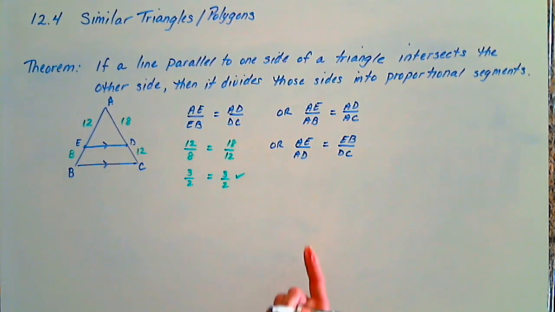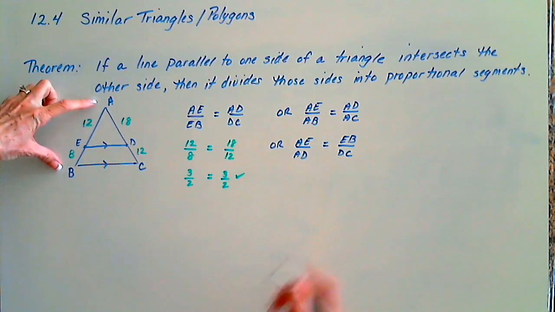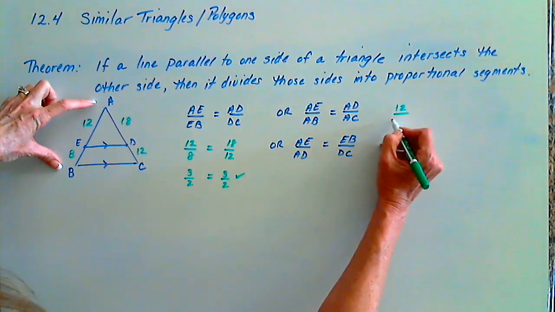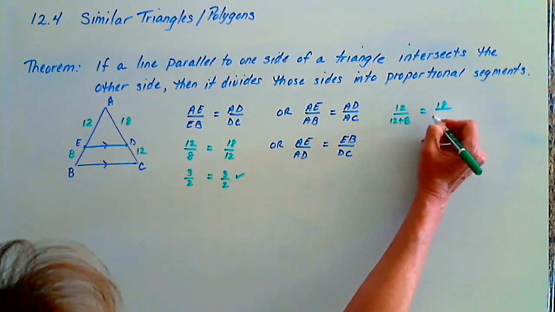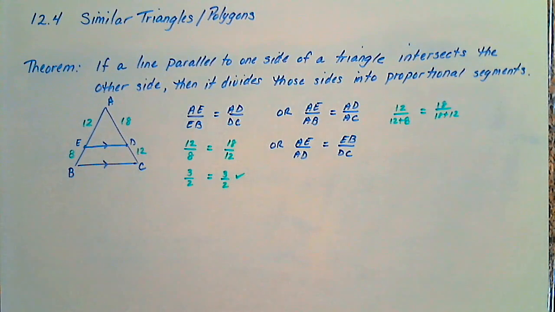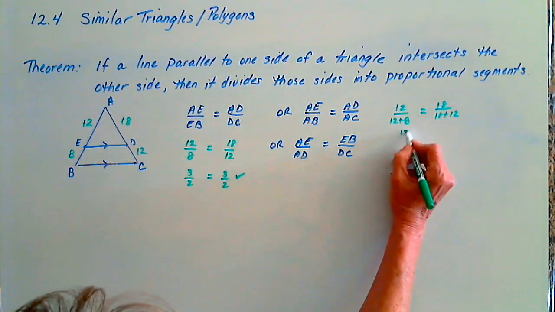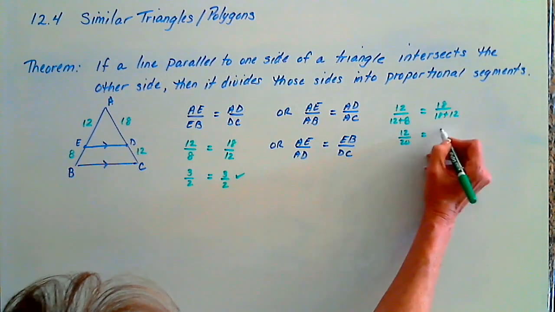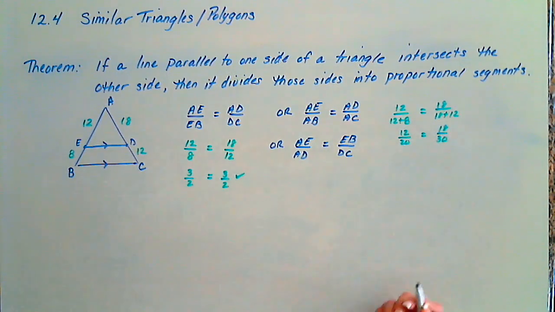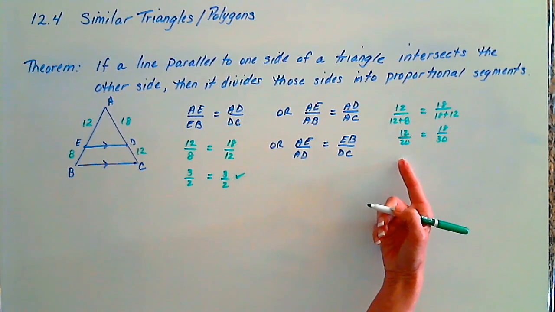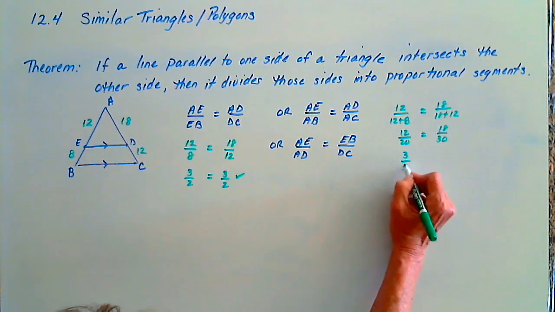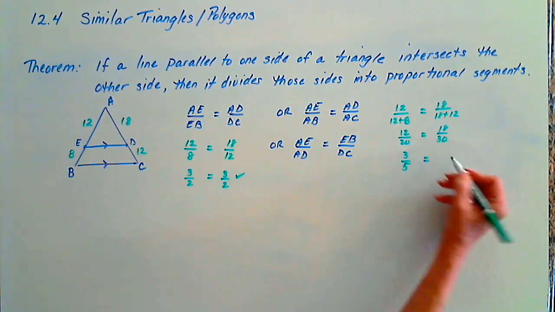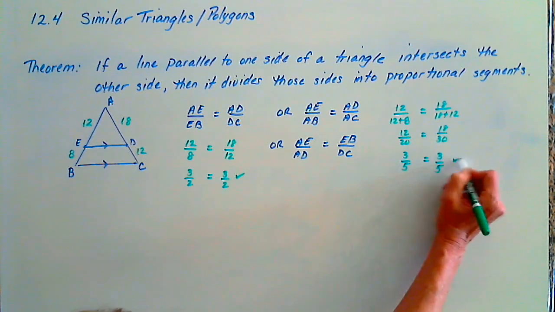But somebody else might set it up another way and say, I would like to go the short, 12 is to the total length. So 12 is to 12 plus 8 as 18 is to 18 plus 12. That would give me 12 is to 20 as 18 is to 30. If I reduce by 4, I get 3 is to 5 as, and if I reduce by 6, sure enough, I get the same proportion.